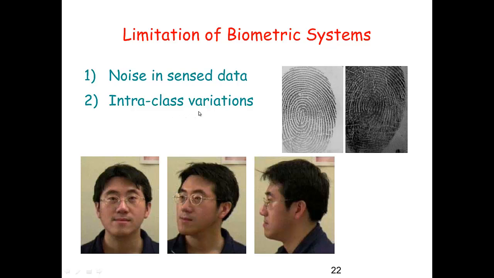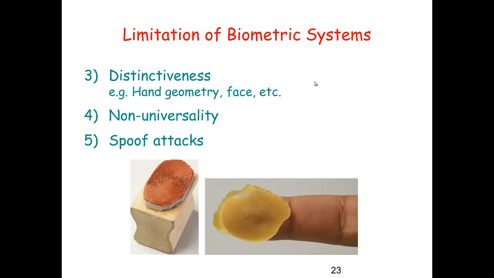Another thing is intra-class variation. For the same person, perhaps the variation is big. For example, for face recognition, you have different poses that will affect the recognition. Another thing is distinctiveness. For example, hand geometry. Perhaps two persons have similar hand geometry. For the face it is the same, many people have similar faces. So that's another issue. Also, some biometrics are non-universal. Not everybody has them. For example, for the fingerprint, some people do not have fingerprints.